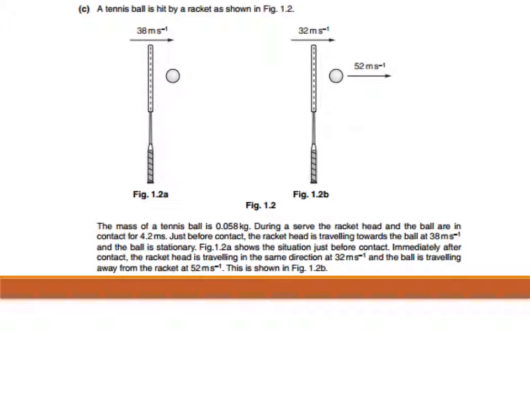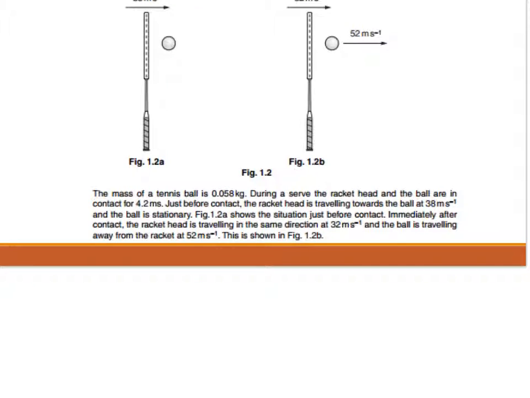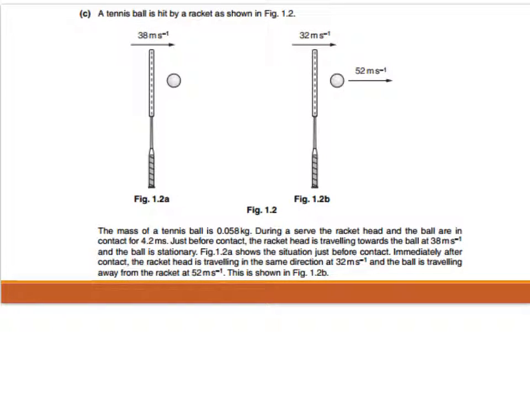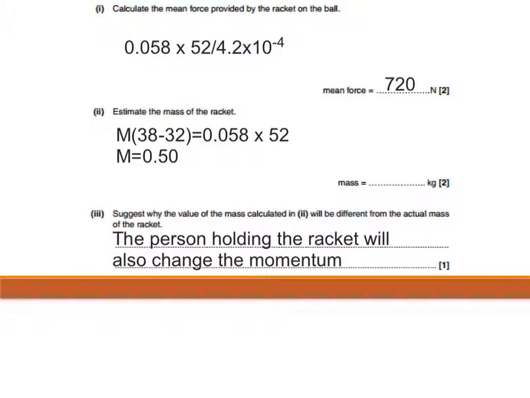The final part of this question is about a tennis ball being hit by a racket. The mass of the tennis ball is given. During a serve, the racket head and the ball are in contact for 4.2 milliseconds. So we're asked to calculate the mean force provided by the racket on the ball, and the mean force multiplied by the time is equal to the increase in momentum. So the mean force is equal to the increase in momentum divided by the time, which is 720 newtons.